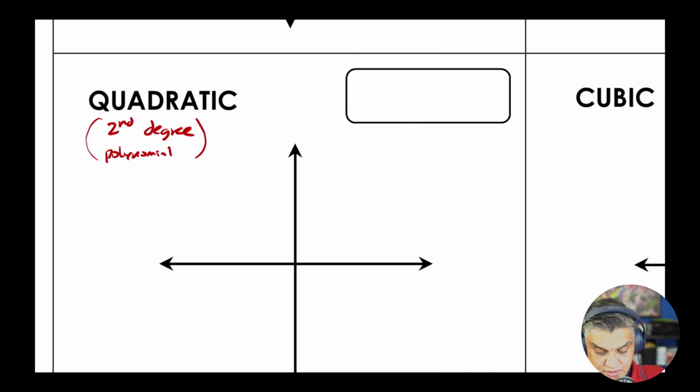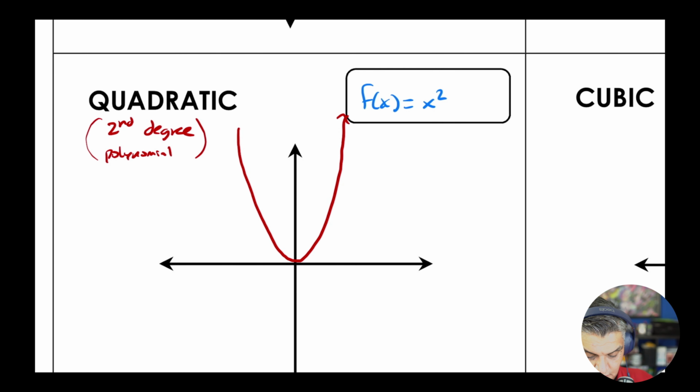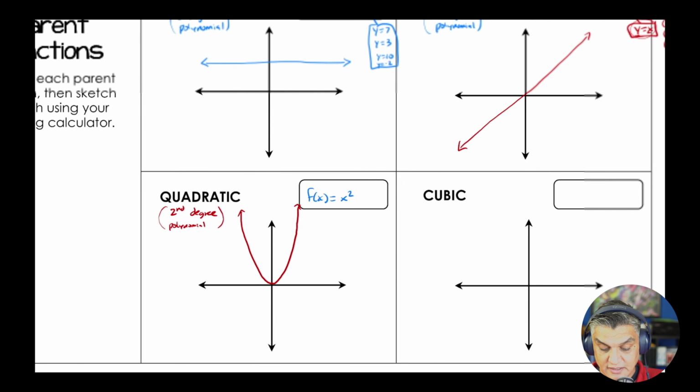And so what's our basic quadratic function? F of x equals x squared. There's nothing added to it, nothing multiplied to it. It's just f of x equals x squared. It's just your basic quadratic function, and it looks like this. Right? My vertex is at the origin. It's my basic function. It's facing up because it's positive. And that's my basic parent function for a second degree polynomial, which is called a quadratic.